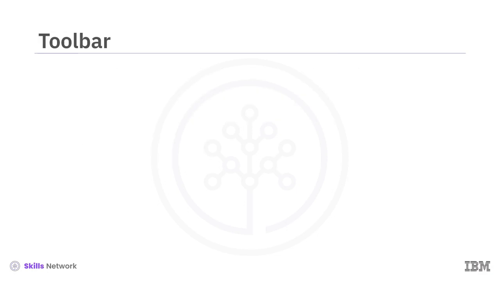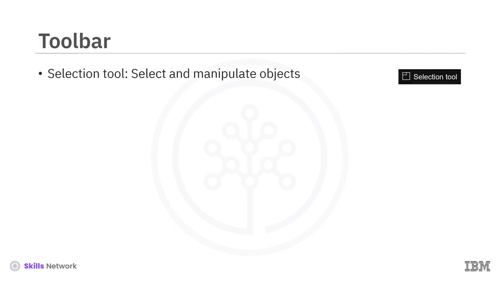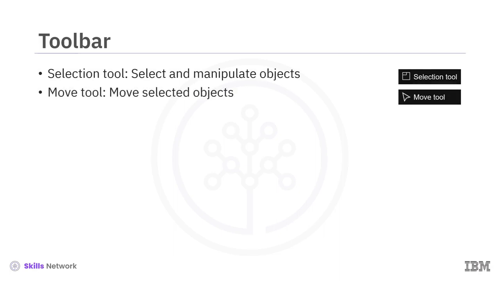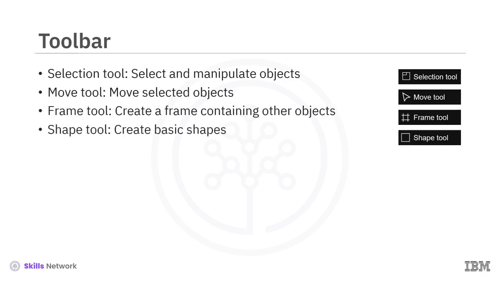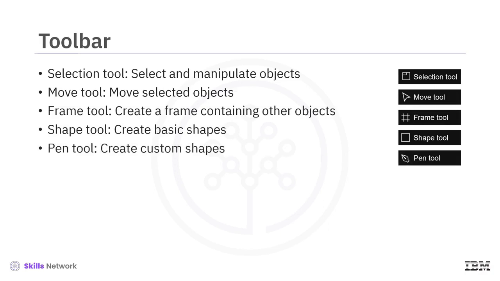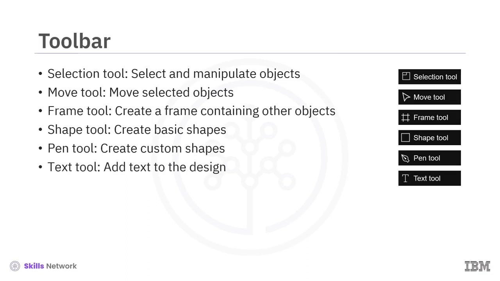The toolbar in Figma contains these tools. The Selection tool selects and manipulates objects in the design. The Move tool allows moving selected objects around the design canvas. Use the Frame tool to create a frame for the design containing other objects. Shape tools create basic shapes in the design. The Pen tool creates custom shapes and paths. Use the Text tool to add text to the design.